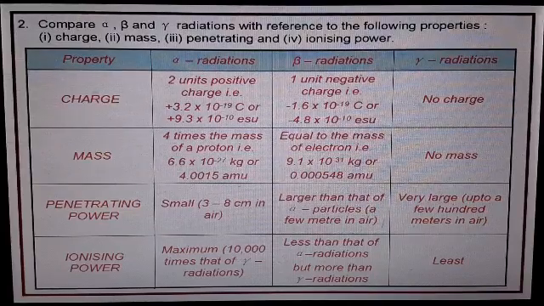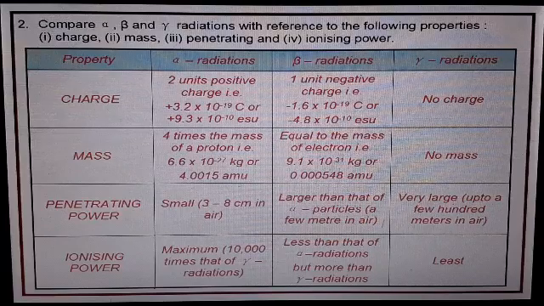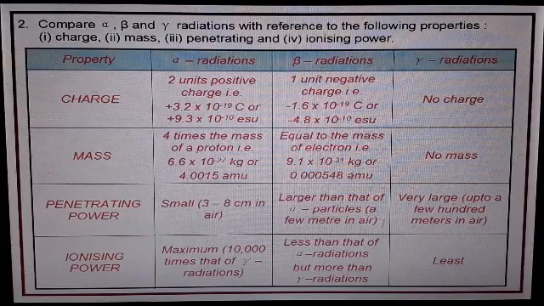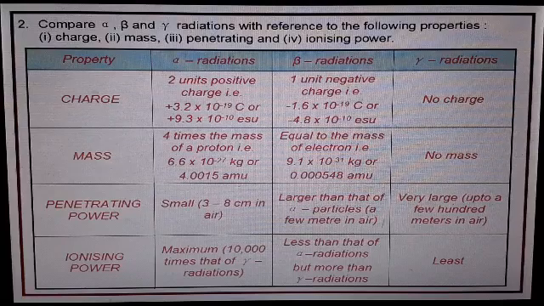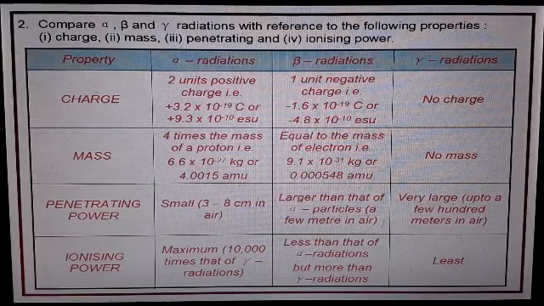In penetrating power, alpha radiation is very small, whereas beta radiation is larger than that of the alpha particles, and in case of gamma radiation it's very large, that is up to a few hundred meters in air. Regarding the ionizing power, in alpha radiation it is maximum, in beta radiation it is less than alpha but more than gamma, and in gamma radiation it is the least. Clear? This I have already explained in my last videos also.